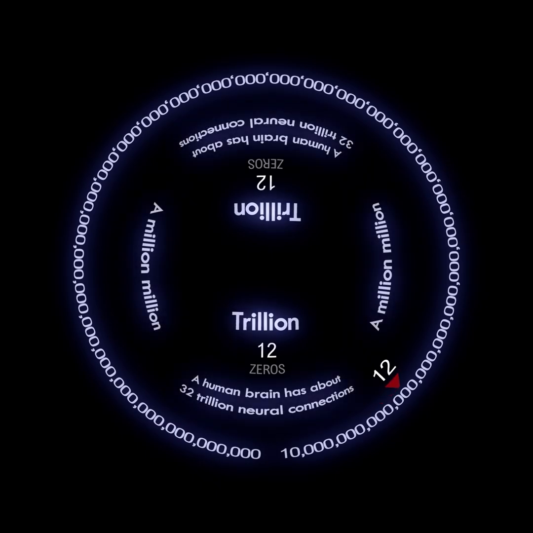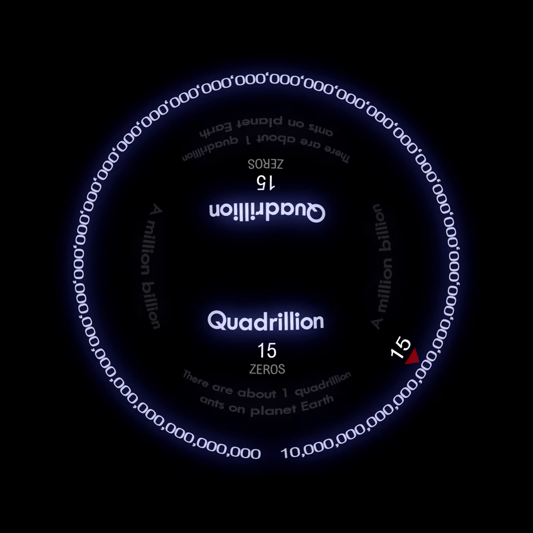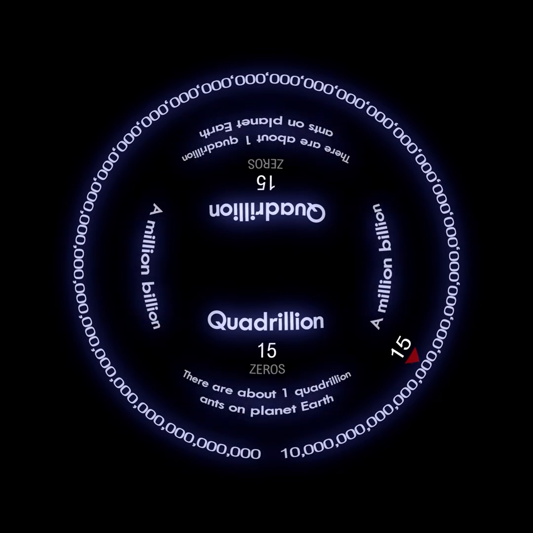A trillion is 1,000 times a billion. There are about 30 trillion neural connections in the human brain. As we reach 15 zeros, we have a quadrillion. There is estimated to be about 1 quadrillion ants on the planet Earth.